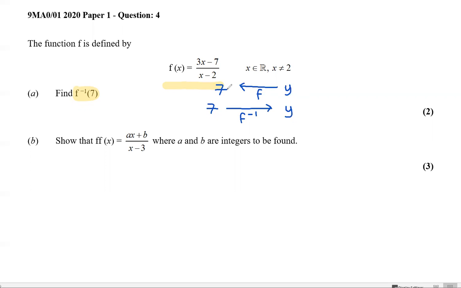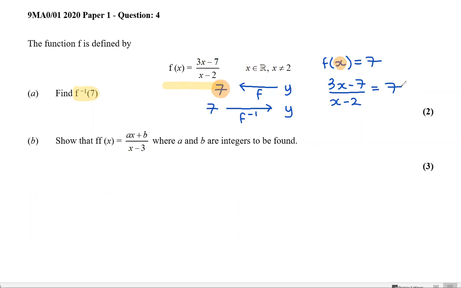Well, all I'd have to do is to set the function f of x equal to 7, because as you can see, 7 is the output in this flow chart here, okay? And y would be the input, but it doesn't really matter. As long as I set f of x equal to 7 and then figure out what my input would have been, then it will work. So to do that, we just have to write down our function. So we have 3x subtract 7 over x subtract 2. And we know that we'll get 7 at the end of it.